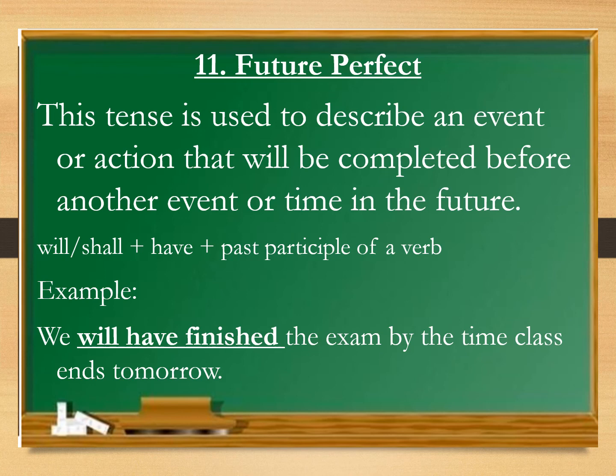Number 11, future perfect. This tense is used to describe an event or action that will be completed before another event or time in the future. So we have will or shall plus have plus the past participle of the verb. Example: we will have finished the exam by the time class ends tomorrow.